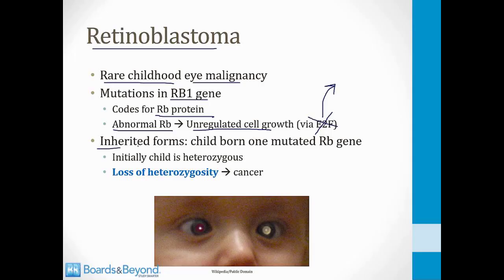There are rare inherited forms of retinoblastoma, and in this situation, the child is born with one mutated RB gene in all of the cells in their body. Initially, the child is heterozygous with one mutated gene but one normal gene, and so the child won't have cancer. But then if something comes along and takes out that normal RB gene, the child loses heterozygosity, and this leads to cancer. This term, loss of heterozygosity, is used in cancer biology and cancer research to describe when a cell goes from having one abnormal and one normal copy of a gene to having two abnormal copies, and that leads to cancer.